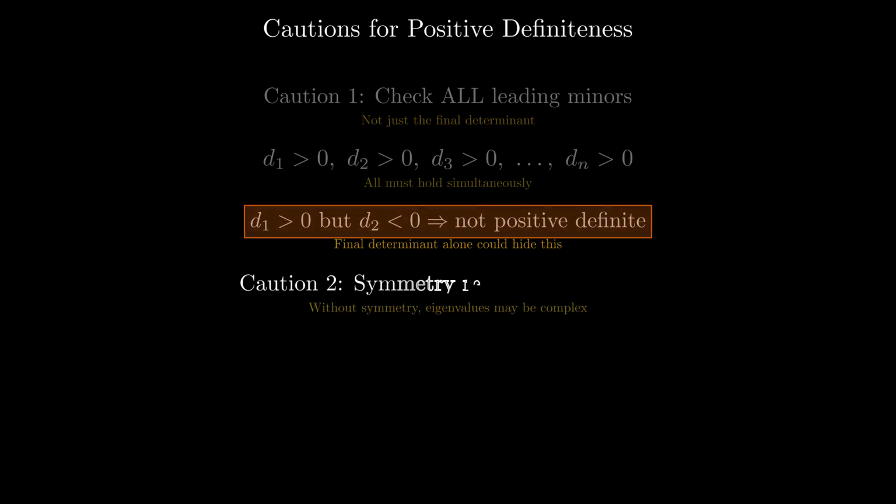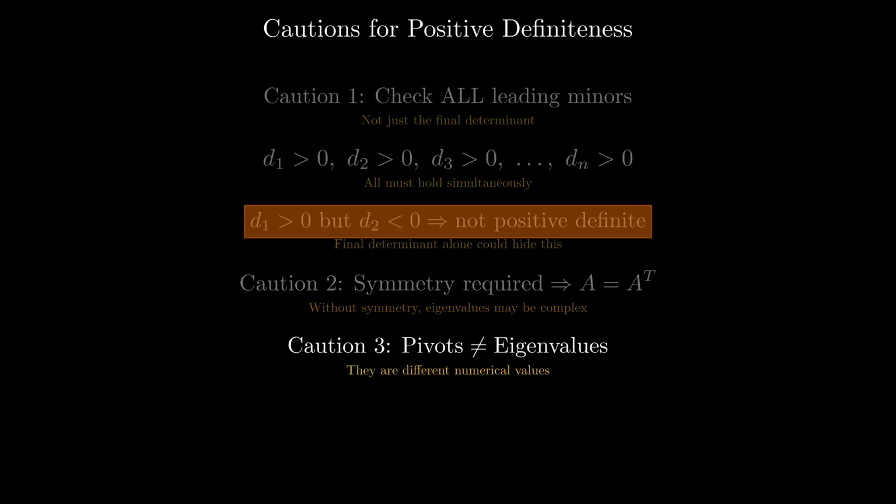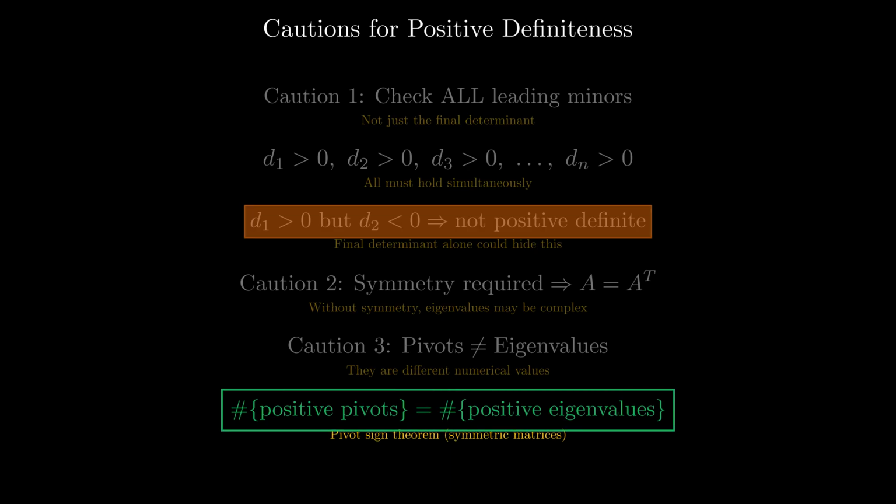2 more cautions before we move on. First, symmetry is required. Without it, eigenvalues can be complex, and the equivalence between positive definiteness and positive eigenvalues breaks down. Always verify that A equals A transpose before applying these tests. Second, pivots and eigenvalues are not the same numbers. They are related by the pivot sign theorem. For symmetric matrices, the number of positive pivots equals the number of positive eigenvalues. Same signs, different values, don't conflate them.